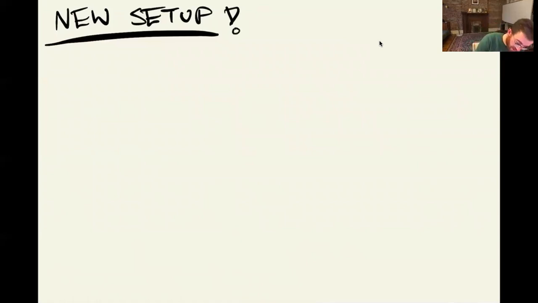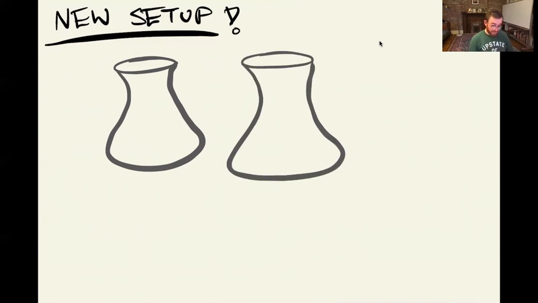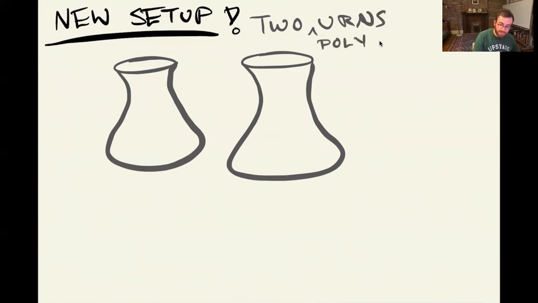So let's consider the setting where we've got not just 1 urn, but 2 urns. And for those of you who like history of math, these are sometimes called Polya urns, named after famous mathematician and physicist George Polya. Anyhow, let's go ahead and think of this as urn number 1, and this is urn number 2.